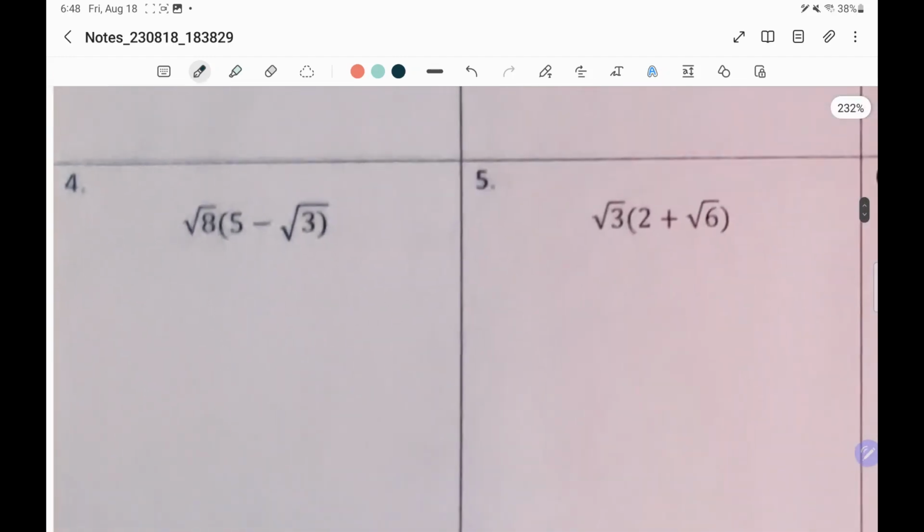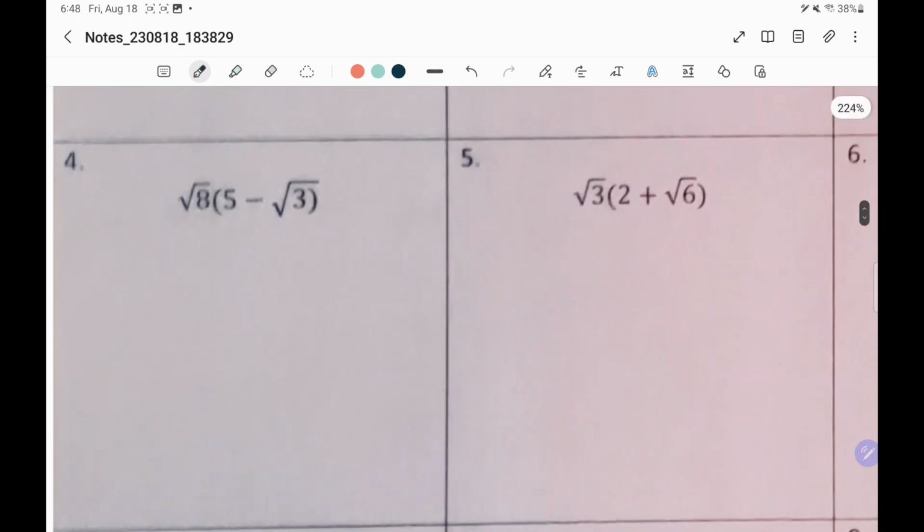Now, this one, I want to be very specific on this one. This problem is going to be slightly different from the other ones. What I'm trying to say is we're going to have to use a specific rule, and this rule is called distribution. I don't know if you guys have heard of it before. I'm confident you have, but you probably forgot. So, distribution. Make sure you write it right here.